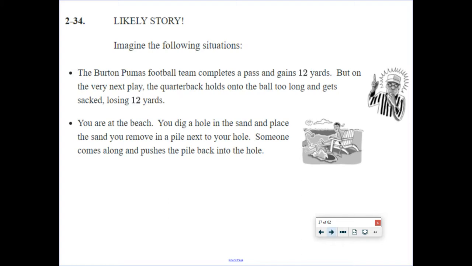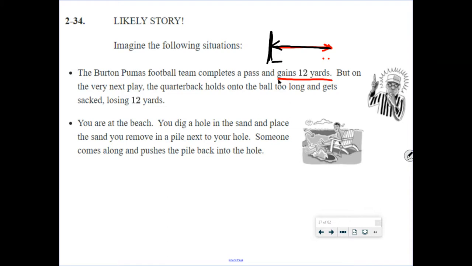Okay, I do hope you paused the video. Let's talk about it. What was similar about those two stories? Well, have you noticed, and if you know football, maybe you do, maybe you don't, they gained 12 yards. So they moved up ahead 12 yards. Woohoo! But then on the next play, they got sacked, and the ball went 12 yards back. And where did they end up? Where they started.